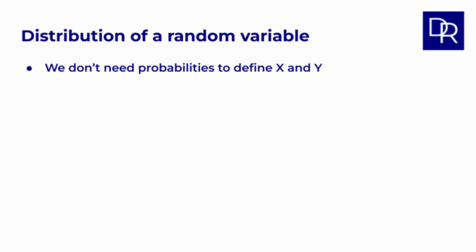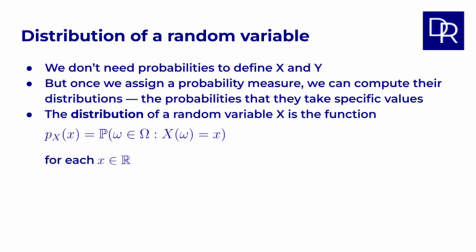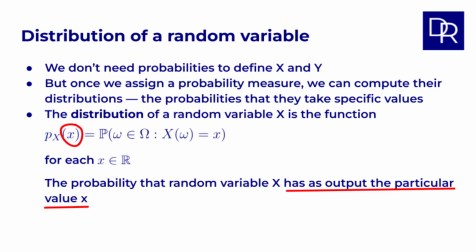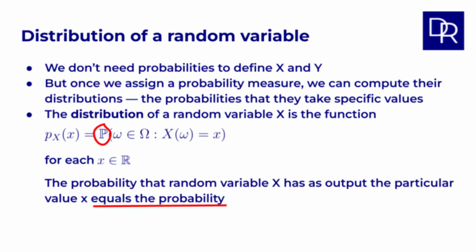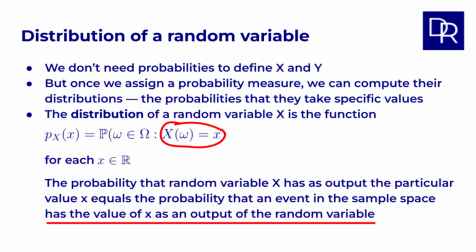Notice that we didn't need probabilities to define the random variables X and Y. But once we assign a probability measure, we can compute their distributions: probabilities that the random variables take specific values. So the distribution of a random variable X is given by the function shown here. This means the probability that the random variable big X has as an output the particular value little x equals the probability of the set of outcomes in the sample space that have the value little x as an output of the random variable.